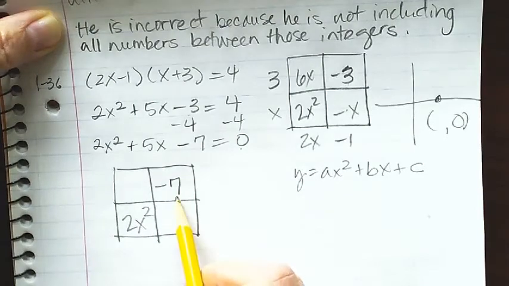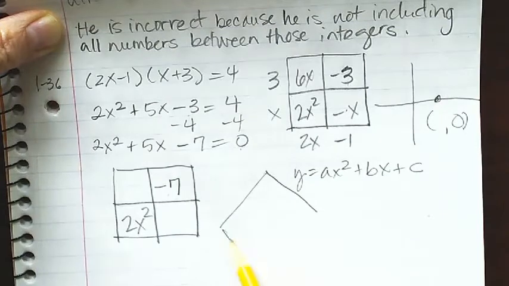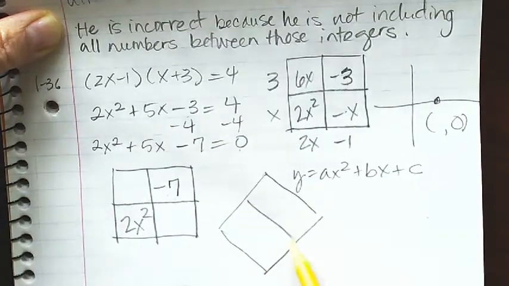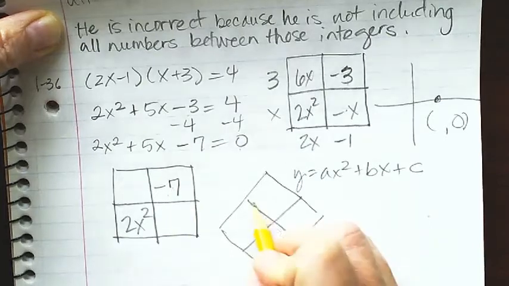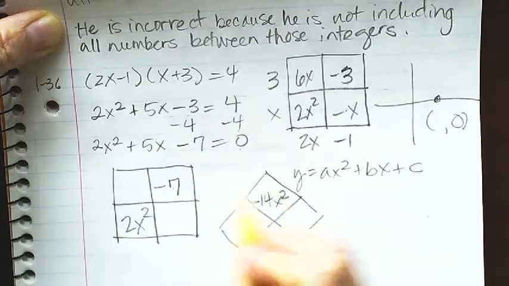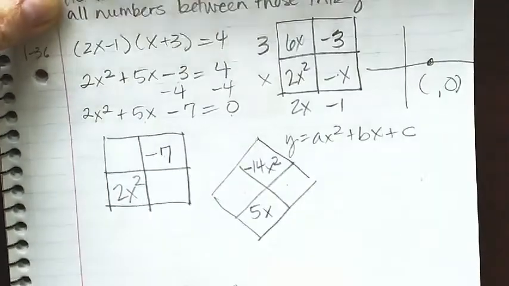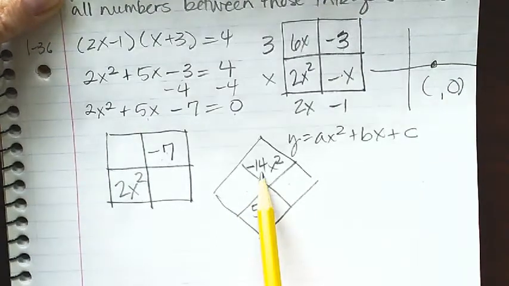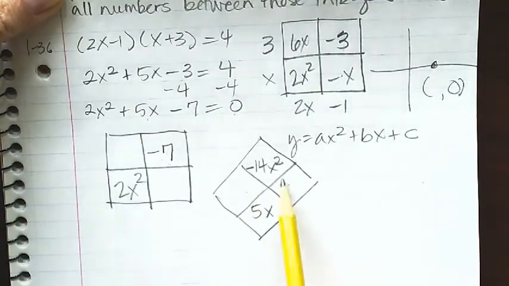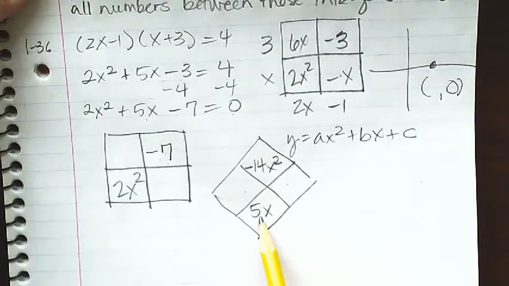So we put our 2x squared and our negative 7 in opposite corners. And then we use our diamond to multiply these two, giving us negative 14x squared. And the two terms that we pick should add up to 5x. Well, what could we multiply to get a negative 14x squared, but when we add it, we get positive 5x?